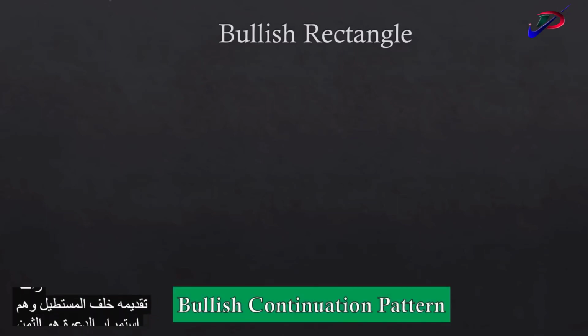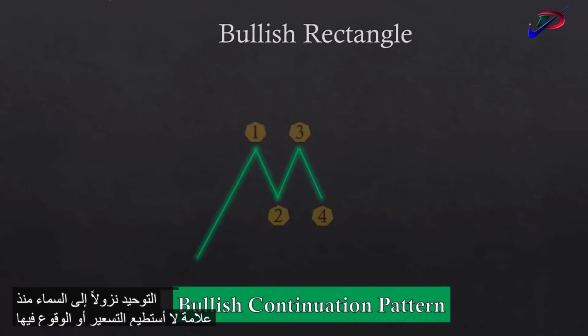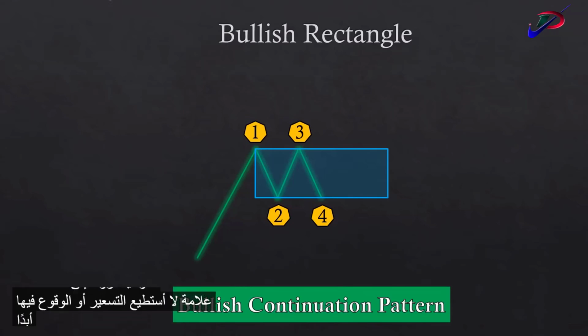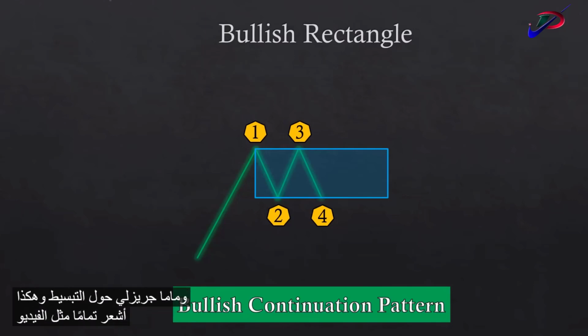That will make the pattern resemble the shape of a rectangle, and that's where the pattern name comes from. The logic behind the rectangle as a continuation pattern is that price has been trending for a while, and now there is some consolidation bound to happen since the market cannot keep rising or falling forever. If you are a beginner, you eventually notice that price is always oscillating between these two modes. It's either trending or going sideways.